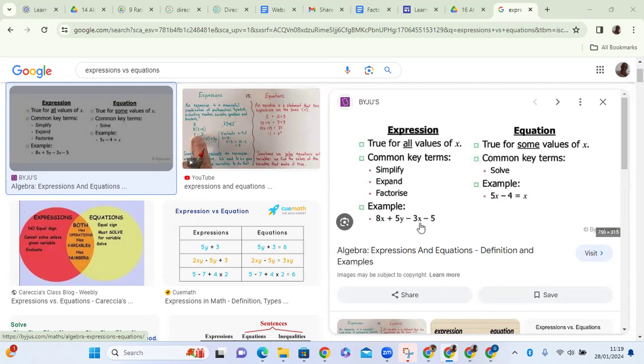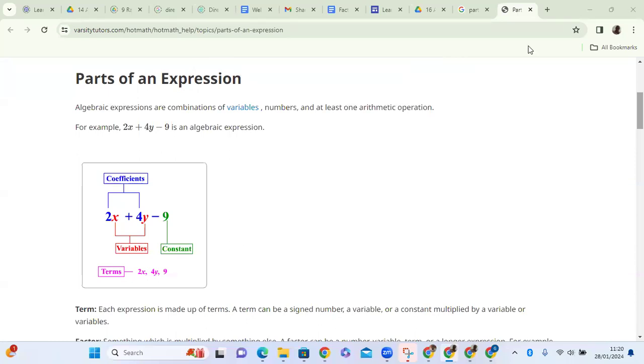It's like an expression. Now with an equation, it says true for some values of x, common key terms: solve. So with regards to an equation, you will be asked to solve it. And here you have an example, 5x minus 4 is equal to. So equations have the equal sign. So let's take a look at the parts of an expression. It is clear that an equation consists of two expressions on either side of an equal sign.